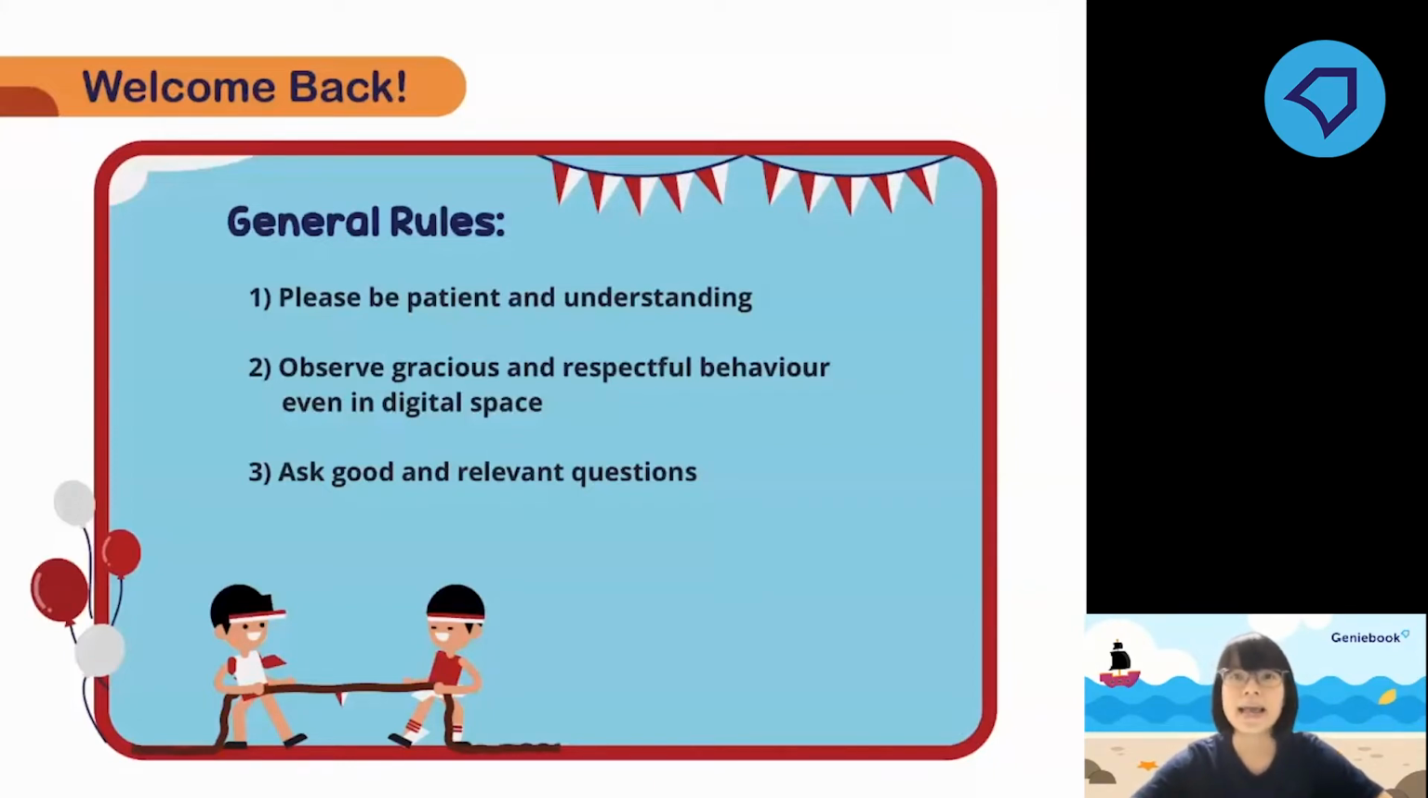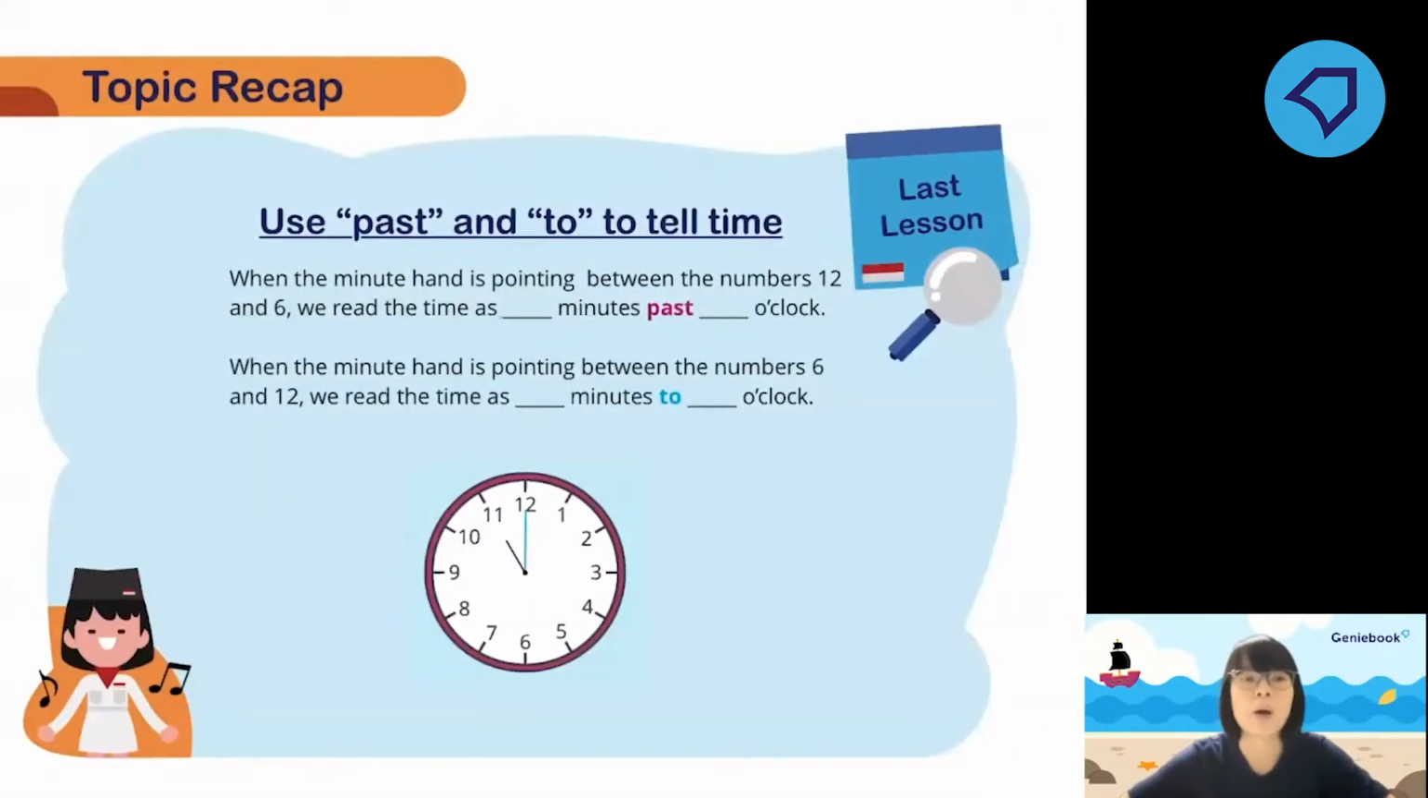Before we start as well, we're going to do a quick recap: how to use the word past and how to use the word to tell time. When the minute hand is pointing between the numbers 12 and 6, we read the time as how many minutes past how many o'clock, the hour itself. When the minute hand is pointing between the numbers 6 and 12, we read the time as how many minutes to the next hour. Let's take a look at the clock quickly.